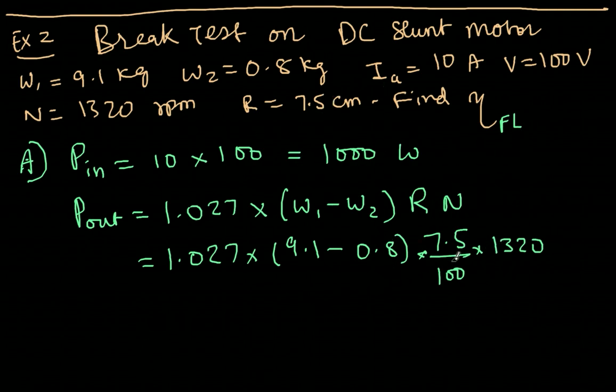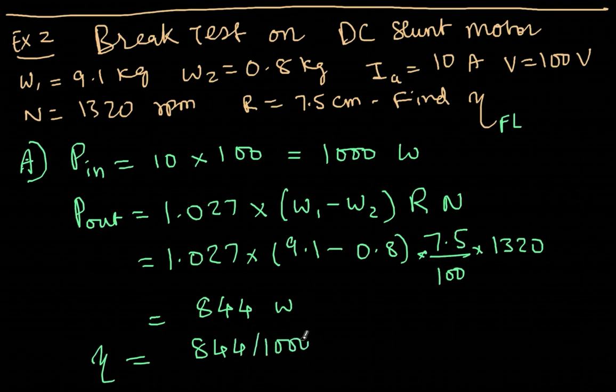So let's simplify this. When you simplify this, I believe you will get something like 844 watts. I have to check this calculation, but based on a quick view, I got this. Now you can find the efficiency. Efficiency is nothing but output by input. So 844 divided by 1000 is 0.844, or you get 84.4% efficiency. So this is about the efficiency calculation.